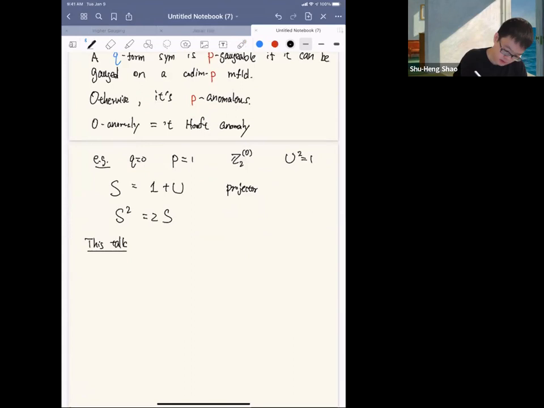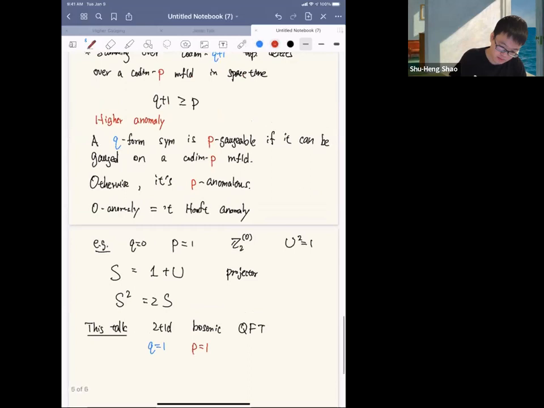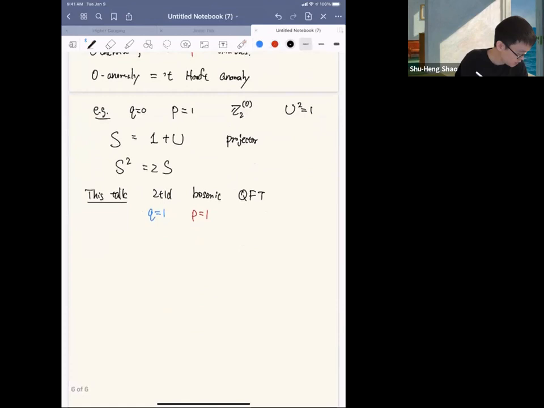We'll be working in 2 plus 1D with bosonic quantum field theory. I'm going to choose Q equals 1 and P is 1 as well. So let me just prove to you that the inequality is still obeyed. In our upcoming paper, we consider very general one-form symmetry. But in this talk, I will only focus on gauging a Z2 one-form symmetry.